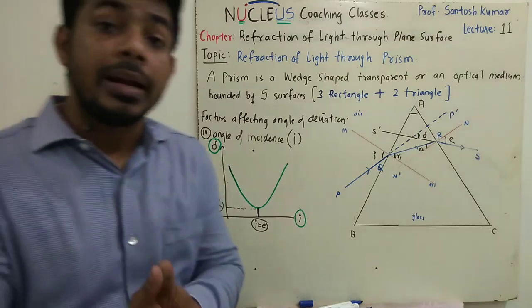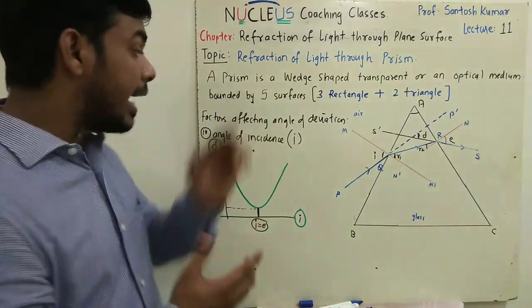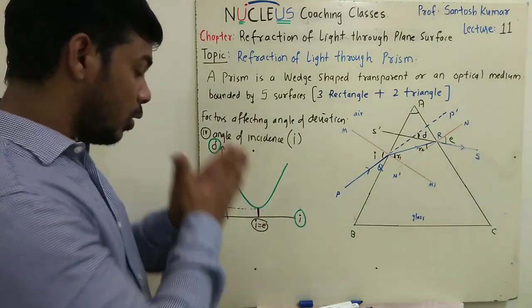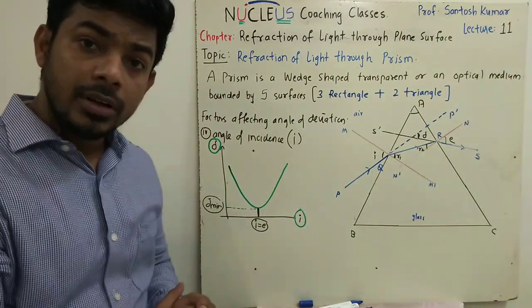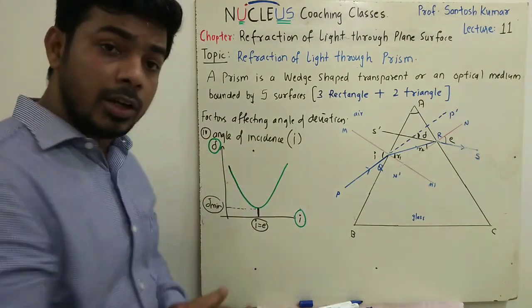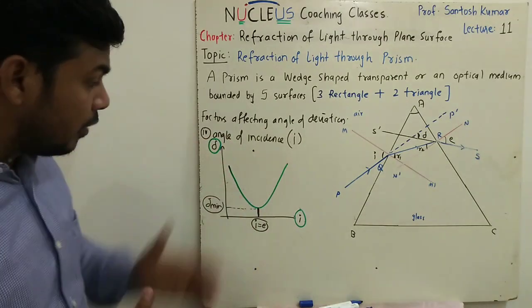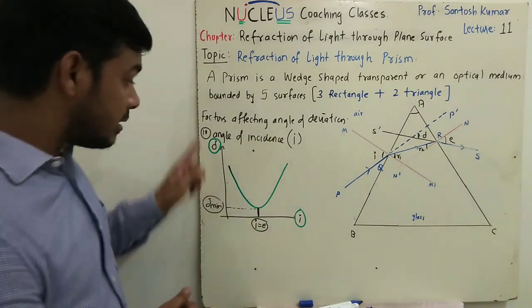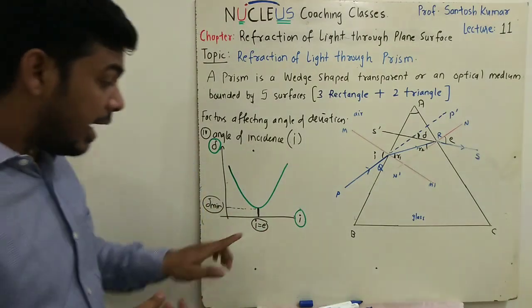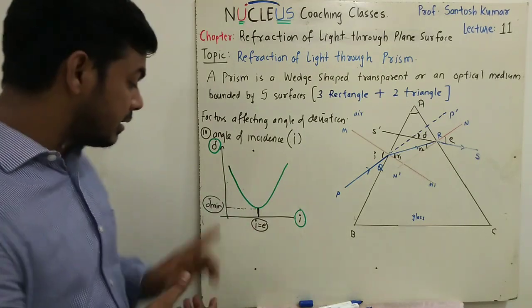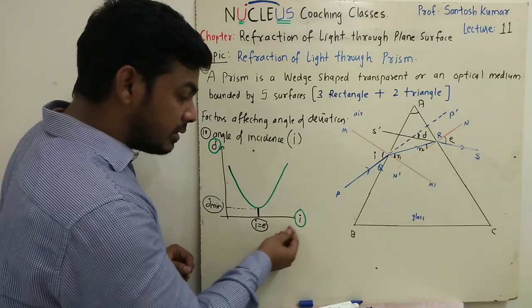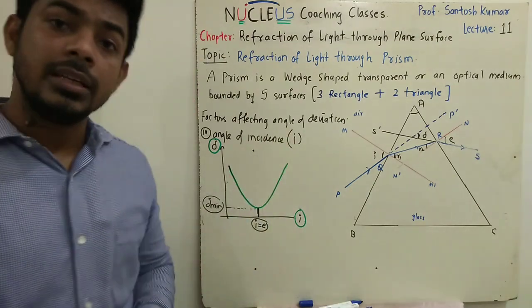So this is a very important relation, the dependence of angle of deviation on angle of incidence. These observations are made from the graph which is plotted experimentally. What we learn from this graph is that as the angle of incidence initially increases, the angle of deviation decreases, and for a particular value of angle of incidence, the angle of deviation becomes minimum, and if the angle of incidence is increased further, the angle of deviation increases.